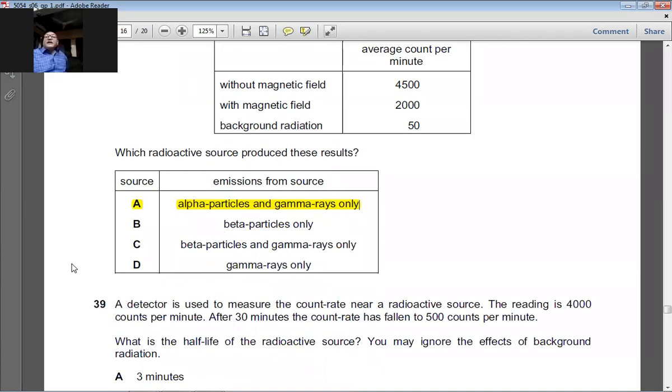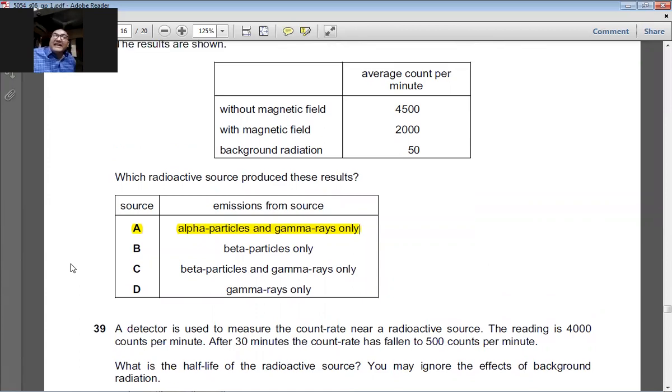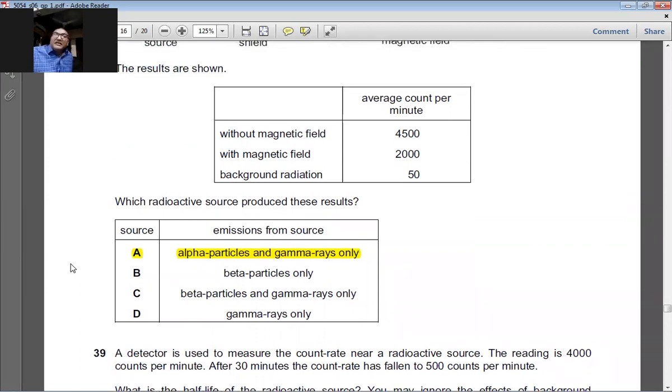C is beta particles and gamma rays only. He says beta particles and gamma rays only. And D is gamma rays only. That cannot be possible. D cannot be possible. Okay. So beta particles and the gamma rays only. So you see, this also has the same kind of answer.